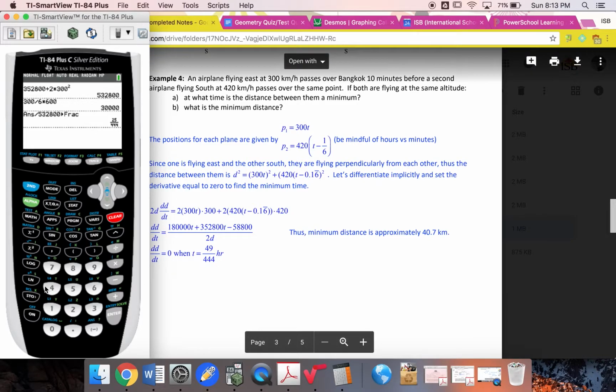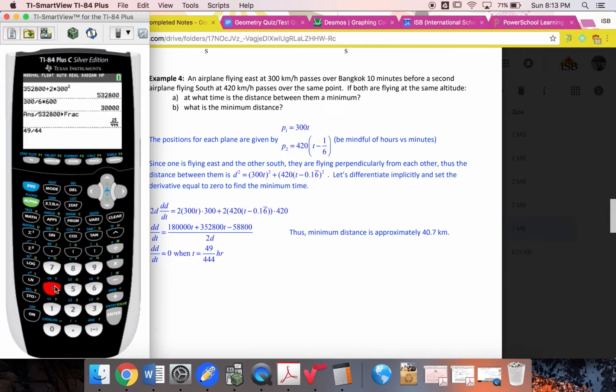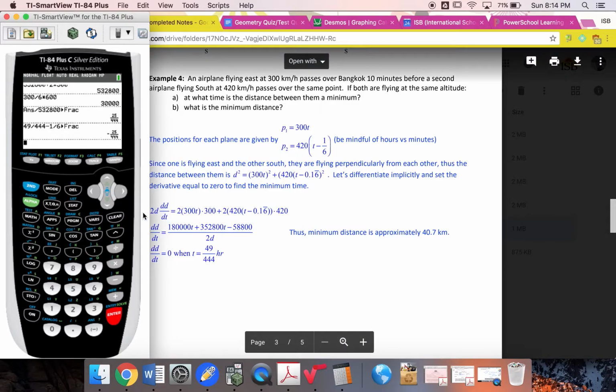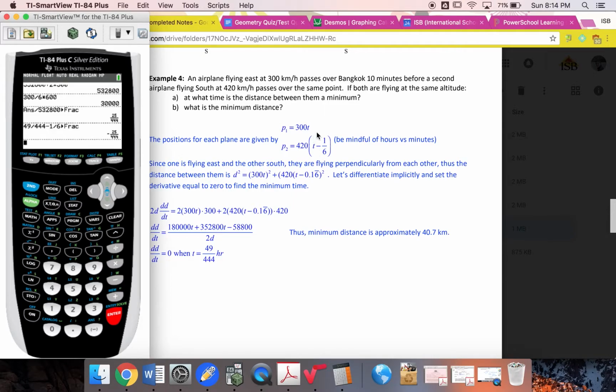So if I do my 49 over 444 minus 1/6 and make that into a fraction, we get the same number. Okay, so it does agree. So if I had plugged this in, I would have found that the amount of time my plane 2 had been traveling would end up being a negative number.